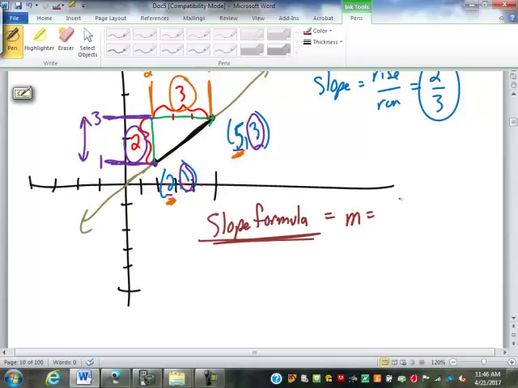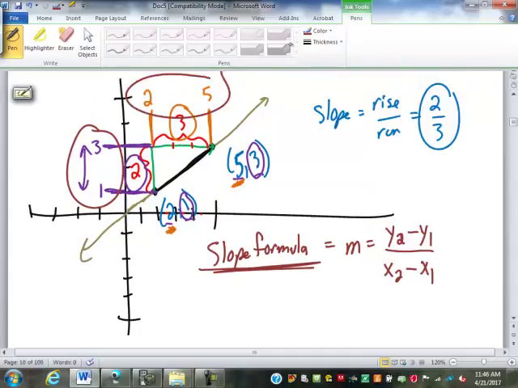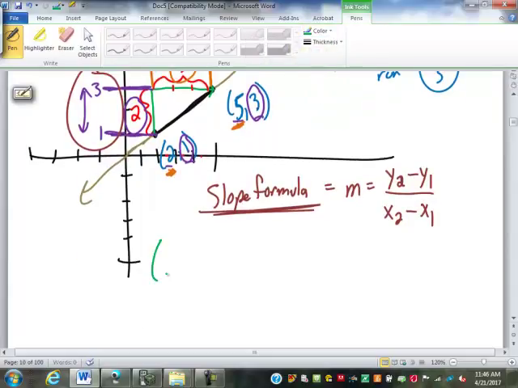To find the slope given 2 points, the rise is found by taking y2 minus y1. That's what we did here. We subtracted the y-coordinates, the difference in the y-coordinates. And the run is found by taking x2 minus x1, just like we did here, the difference in the x-coordinates. So let's see how we would apply this. If I have the points, let's say I have (1, 7) and (5, 4). To apply the formula, I'm going to label the points point 1 and point 2.